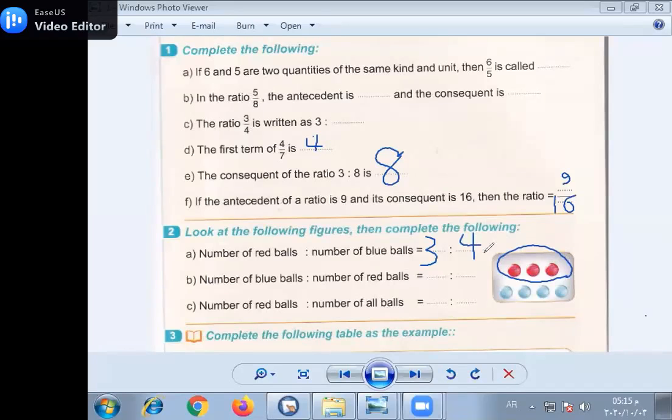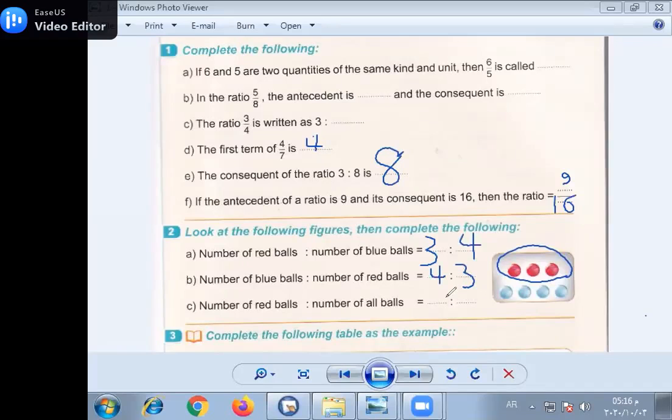Go ahead, dear. Right. What is the ratio between the number of blue balls to the number of red balls? 4 to 3. Excellent. Because we said that blue balls come first, and the number of blue balls is 4, and the second number will be 3, which is the number of red balls.